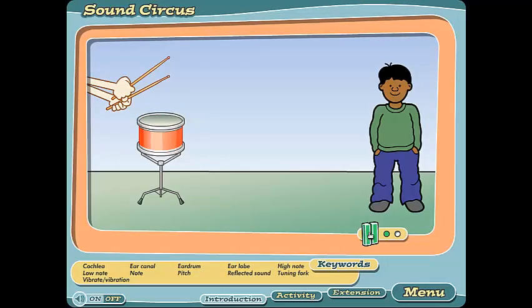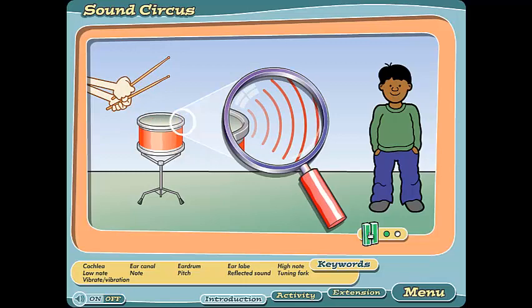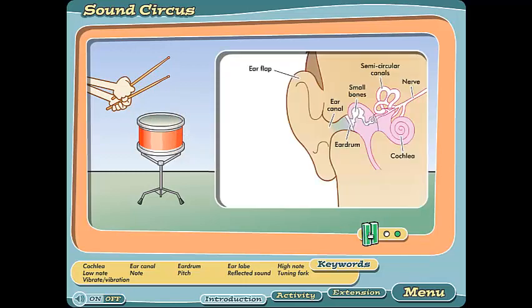When a drum is hit, it makes vibrations, which cause the air around it to vibrate. The vibrations travel, carrying the sound. We can't see sound travelling, but the micro zoom shows what it might look like. Sound waves are funneled into the ear and hit the eardrum, causing it to vibrate. These vibrations are carried by 3 small bones to the cochlea, which sends messages to the brain.